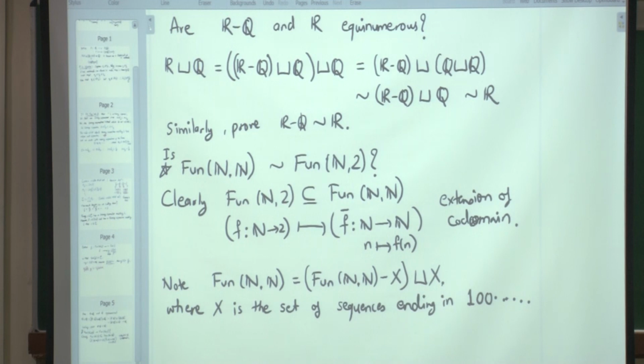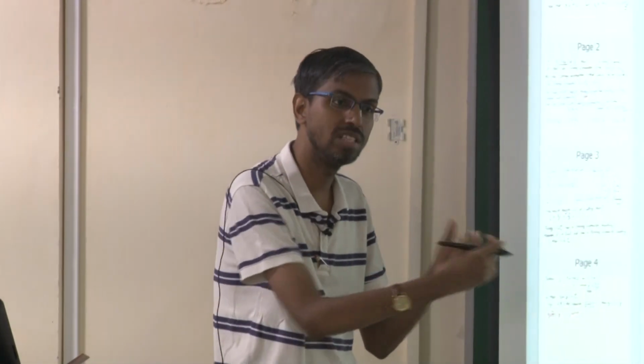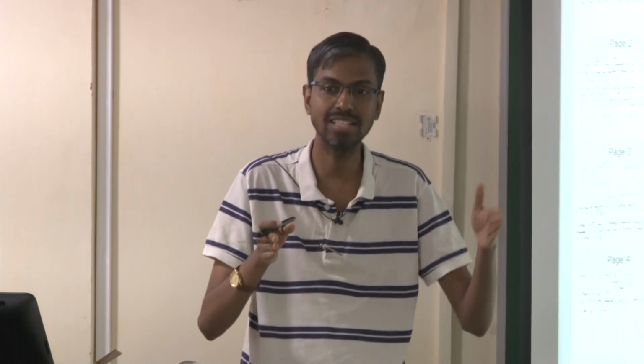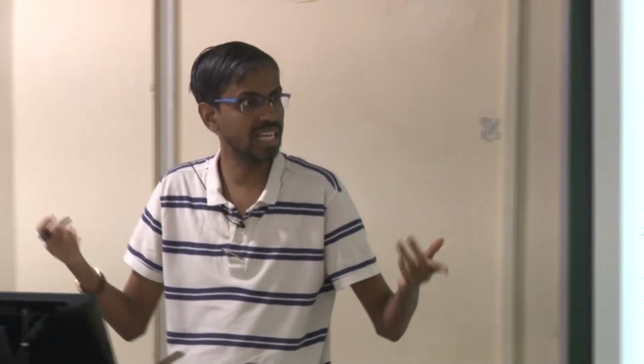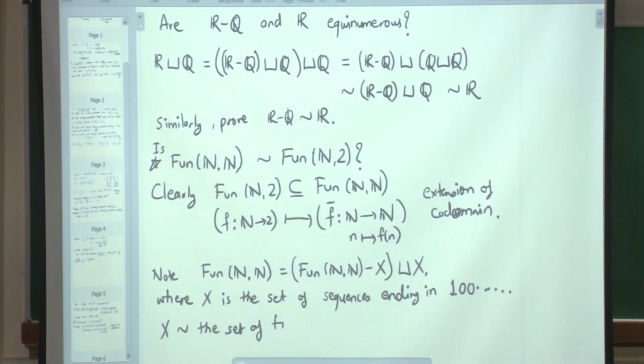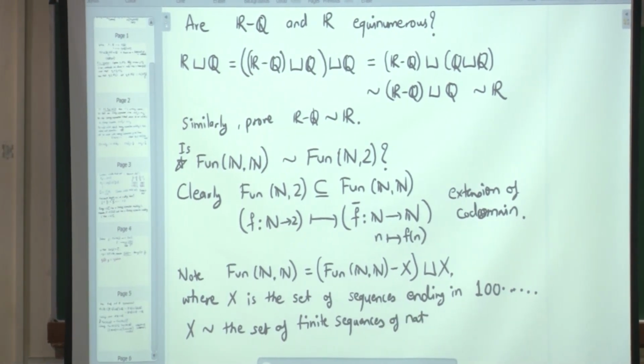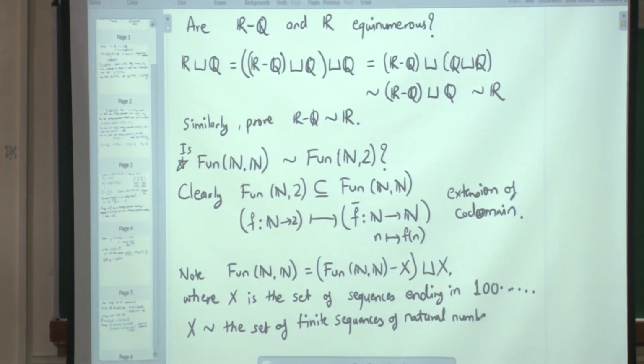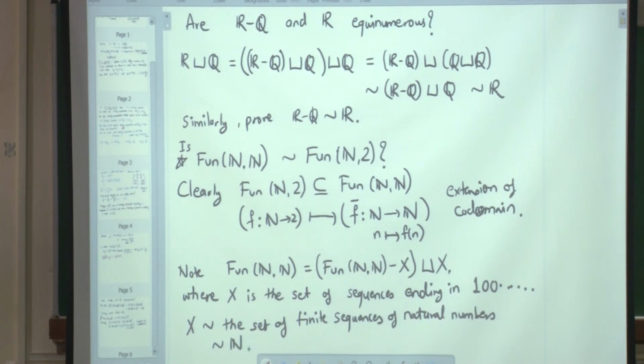So which means these are just finite sequences, correct? Sequences which end at 1 0 0, so therefore their length is actually finite and the last non-zero entry is 1. So these are basically finite sequences. So X is in bijection with finite sequences, the set of finite sequences of natural numbers, and hence it is also in bijection with natural numbers. We have shown this set of finite sequences is in bijection with natural numbers.